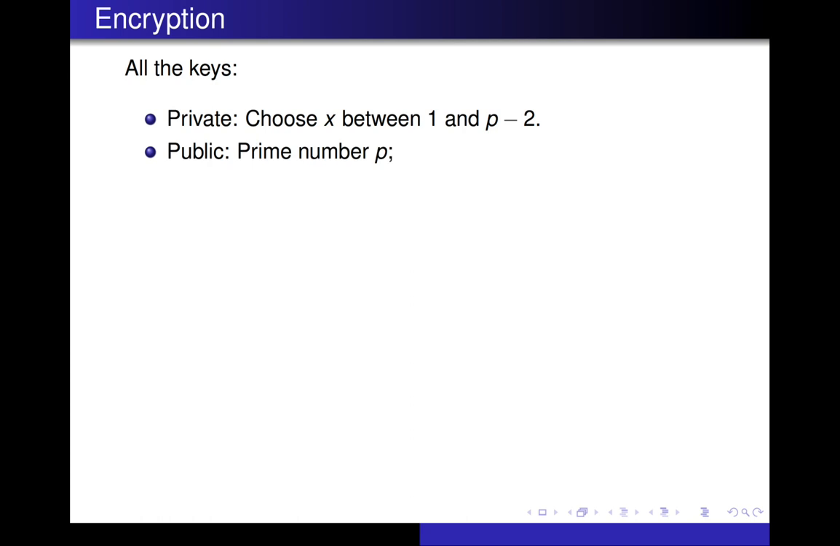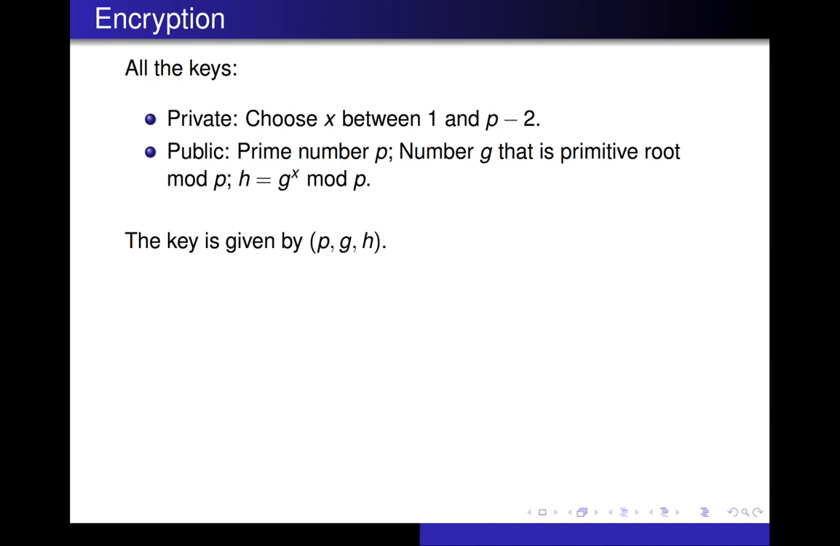All right, so let's show how encryption works. Before I do that, I'm going to give a brief summary of what all the keys are. Remember, our private key was some number x between 1 and p minus 2. Our public keys, we had 3 of them. We had a prime number p. We had a number g that is a primitive root mod p. And then finally we had that number h that was the one that hid the key. That was where we took g to the x, computed that mod p, and that was the third part of our public key.